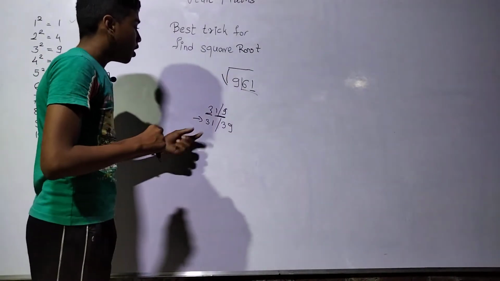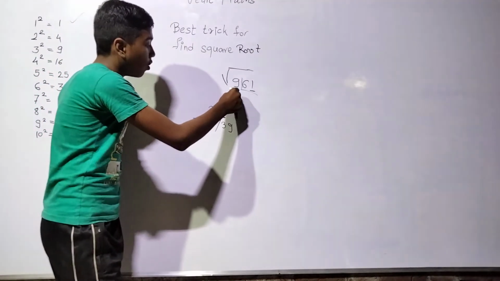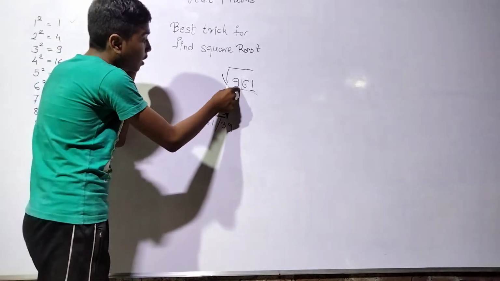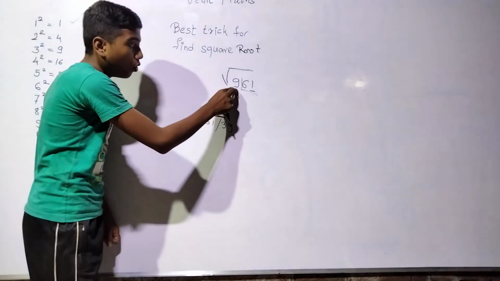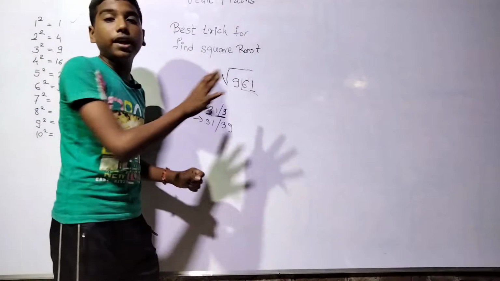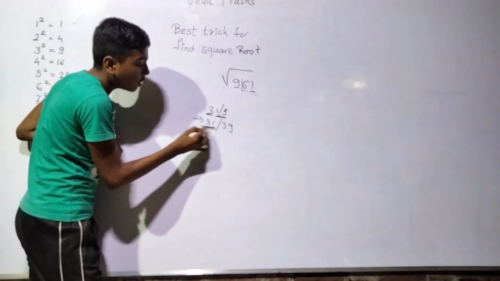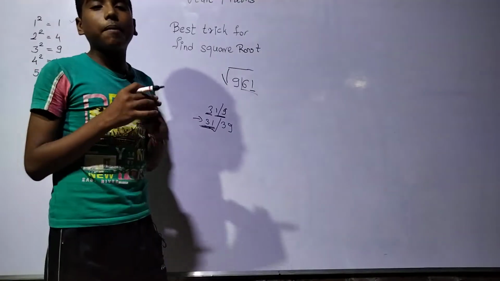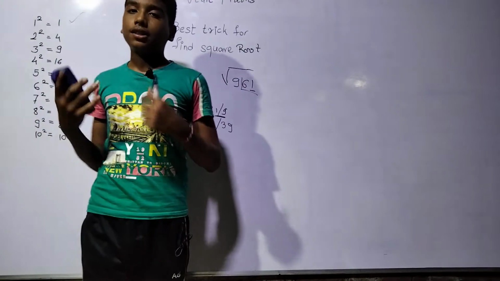You can see this 9. We have to find the number below it. Is it 1 or 9? 9 will not work, because it is equal. So it is 1, and our answer is 31. This is how simple the trick is. So let's move forward to our practice.